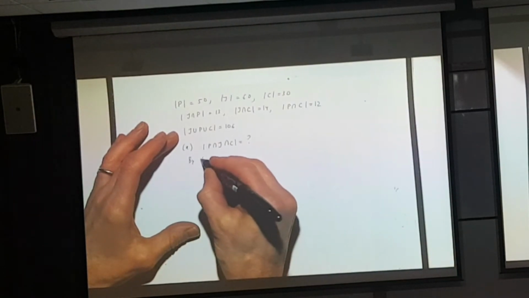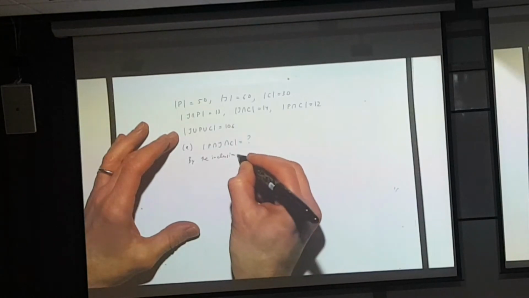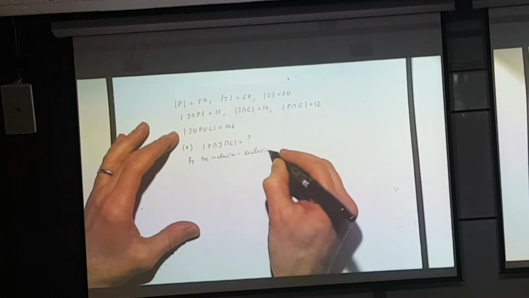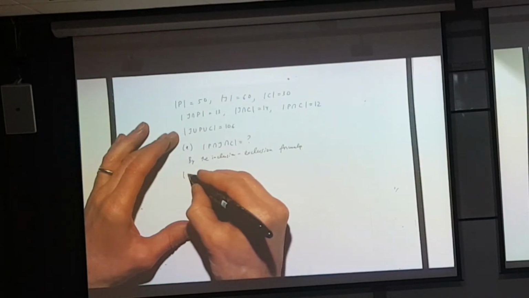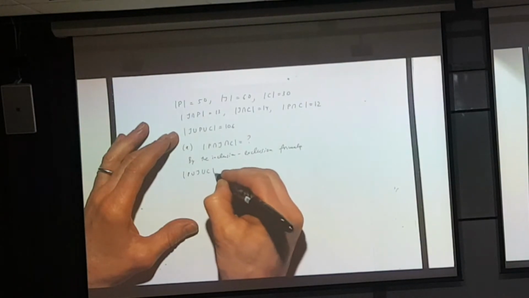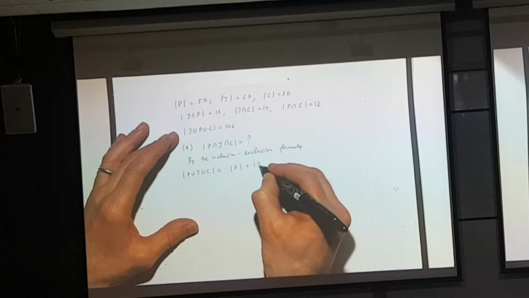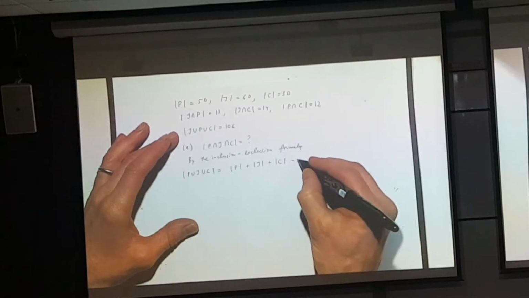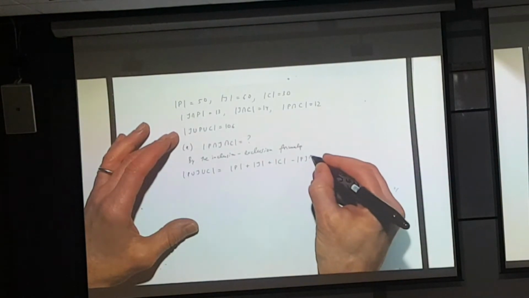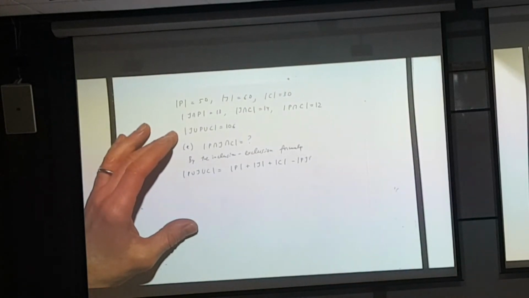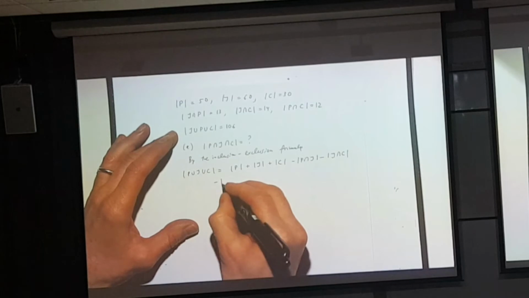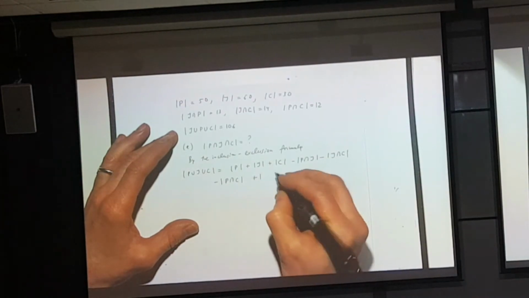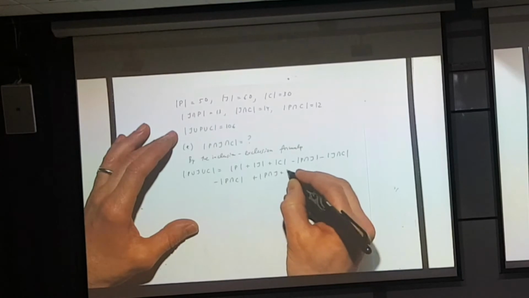Okay, so by the inclusion-exclusion formula, the number of elements in the union, P union J union C equals the sum of the numbers of elements in each set minus the double intersections, P intersection J minus J intersection C minus P intersection C plus P intersection J intersection C.